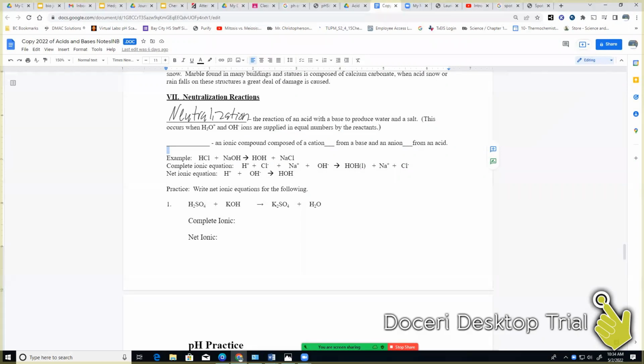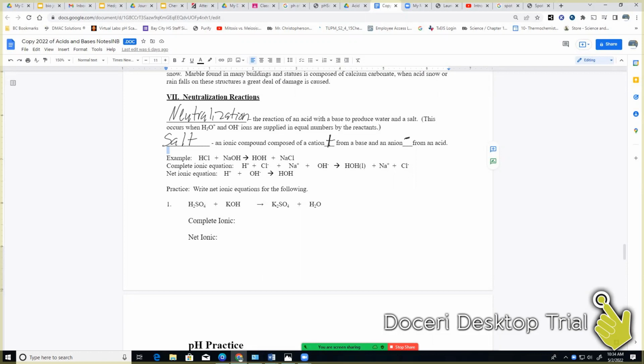And that's the reaction of an acid with a base to produce water and a salt. And it doesn't have to be sodium chloride. In chemistry, a salt is an ionic compound composed of a cation, a positive ion from the base, and an anion, which is a negative ion from an acid.